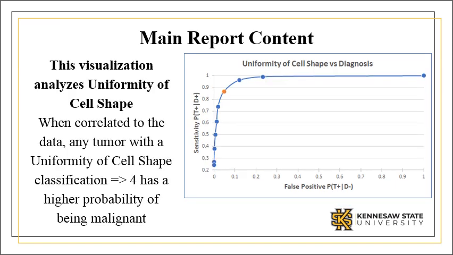This visualization analyzes uniformity of cell shape. When correlated to the data, any tumor with the uniformity of cell shape classification equal to or greater than 4 has a higher probability of being malignant. And it also has an area under the curve of more than 90%.